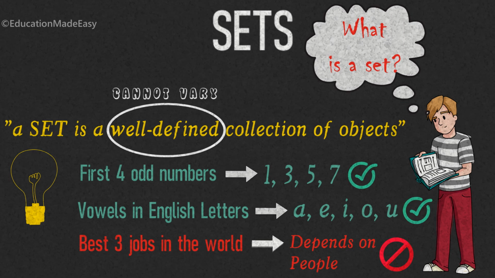Remember, a set is a well-defined collection of objects. If a collection of objects is not well defined or keeps changing, then it cannot be a set.